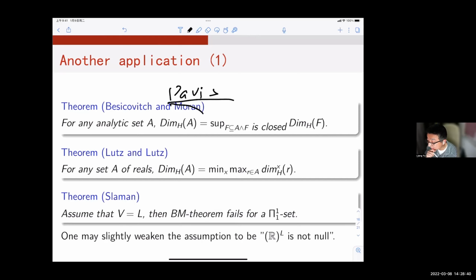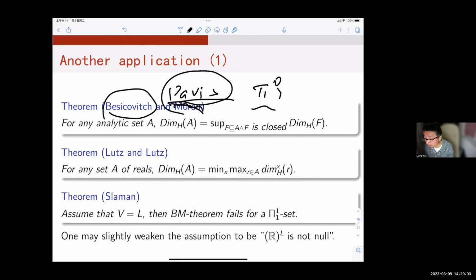For any analytic set A, the Hausdorff dimension of A can be approximated by its closed subsets. So this is a very famous result. Besicovitch proved this is true for Pi^0_2 sets, and Davies observed that his argument can be generalized to Sigma^1_1 sets, i.e. analytic sets.